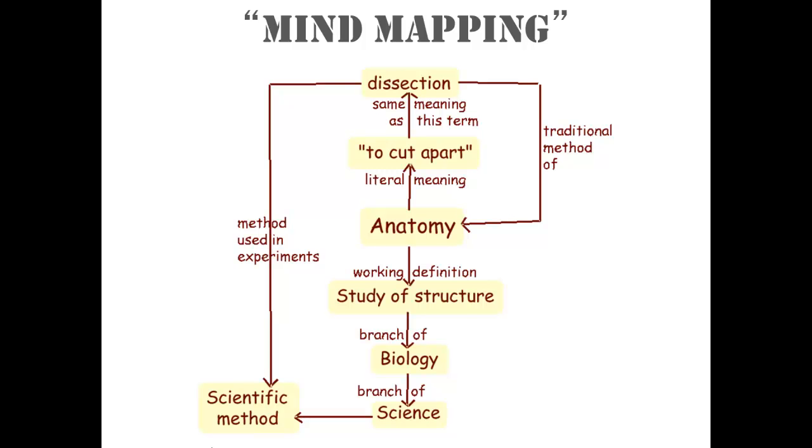You may also have heard it called concept mapping. You start with a main idea. Here, they started with anatomy, and then place related ideas on branches that radiate away from this central idea. So radiating out from anatomy, we have the literal meaning of anatomy, and then the working definition that also goes into the structural organization. And finally, they've added some additional branches that help display even more relationships. So you can see relating dissection back to anatomy, and also dissection and science back to the scientific method.